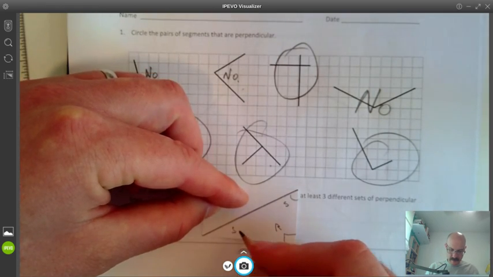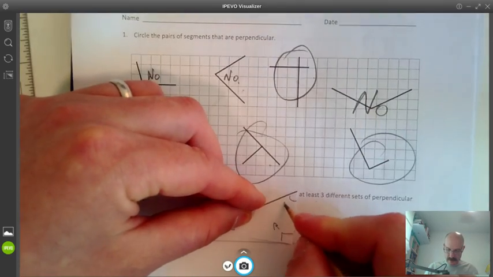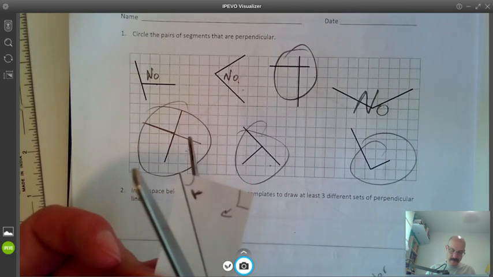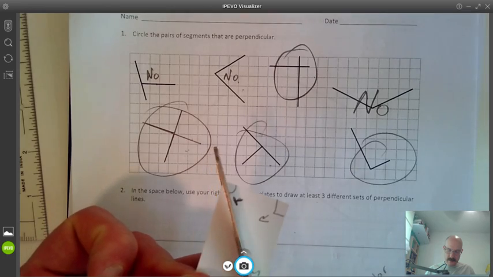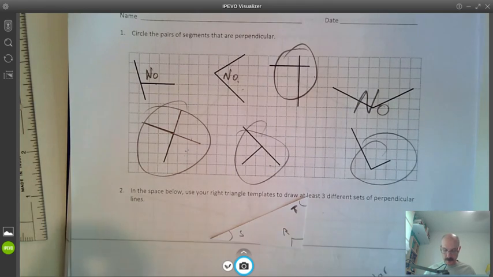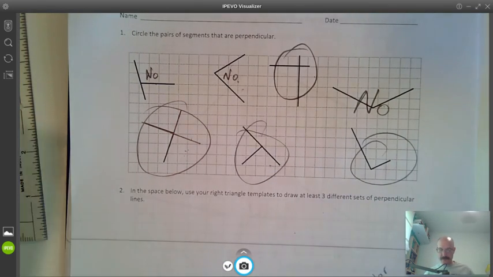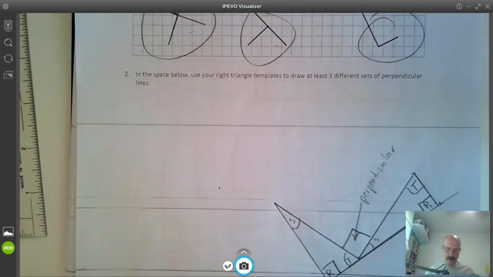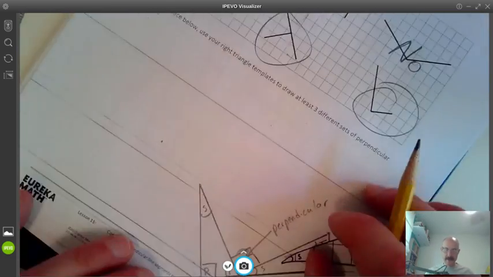Actually, I want this to be S. This is T. This to be consistent. All right, and then I'm gonna cut it in half because a rectangle cut in half is a right triangle. You cut along the diagonal. Okay, so you can easily make one of those. I'm just gonna keep using the one that I had. So this question asks you to make three different sets of perpendicular lines, and I made one here.